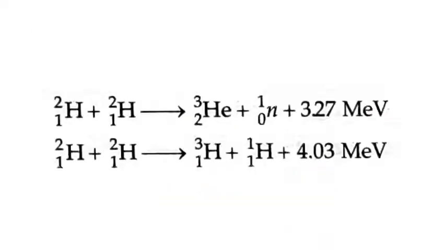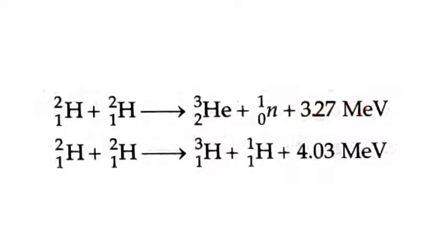Let's take a few more examples. Suppose you have a deuterium and you have another deuterium. These two deuterium fuse together to form a heavier stable nuclei. This is an isotope of helium having mass number 3, atomic number 2, plus you have 1 neutron emitted plus 3.27 mega electron volt.